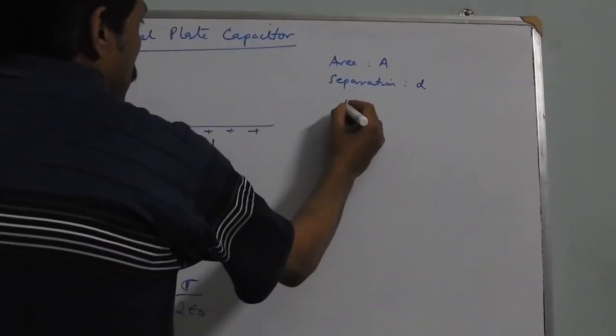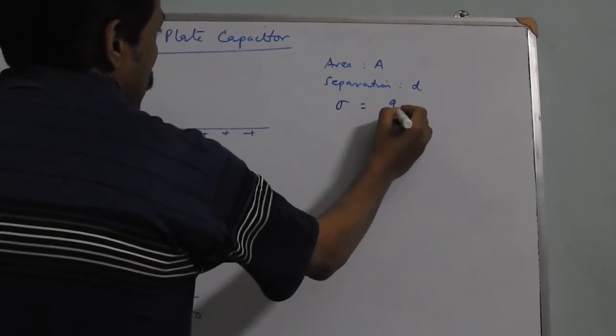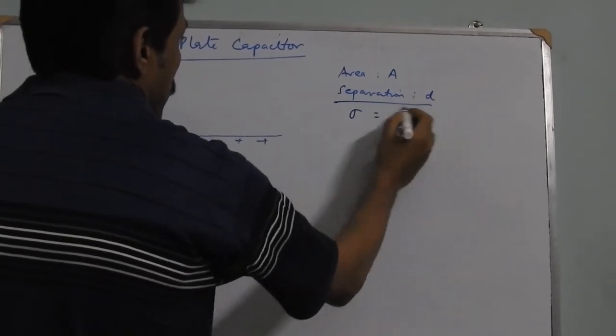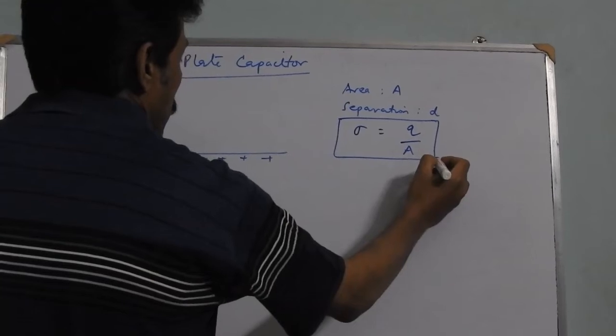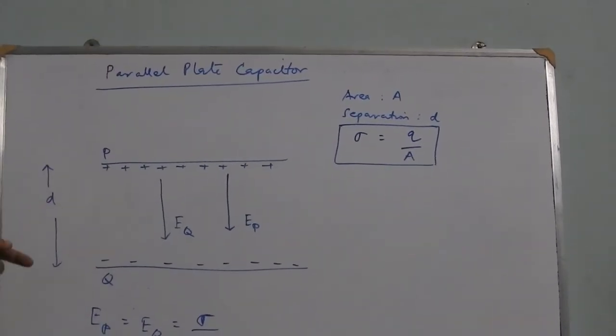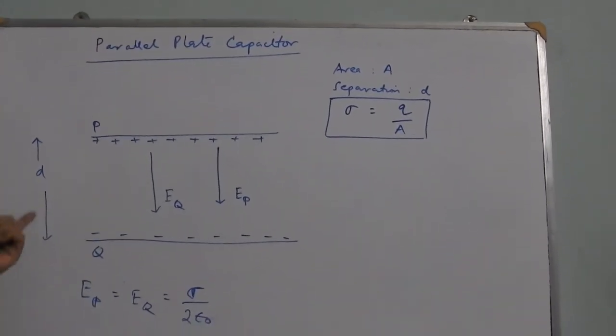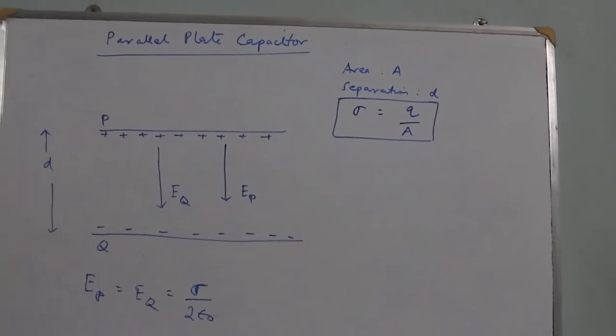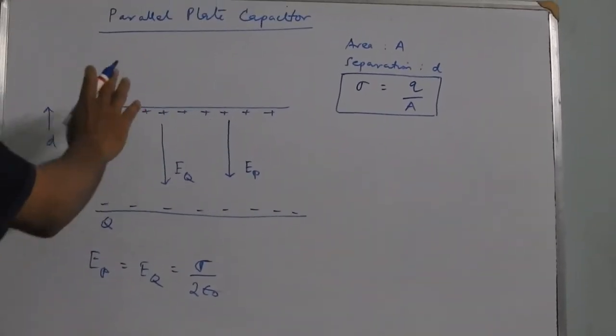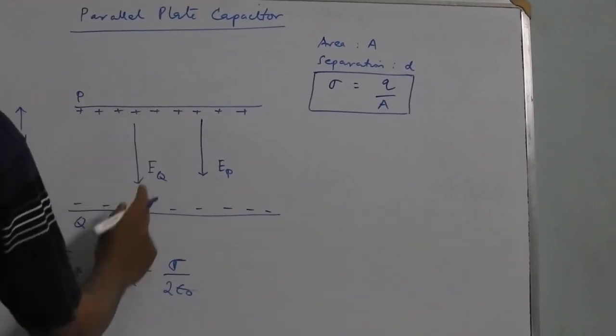Now, sigma is definitely the charge per unit area of the plates, where Q is the charge on the positive plate as well as the negative plate. Q represents the charge on either plate, which is the same. If this is plus Q, then this will be minus Q.